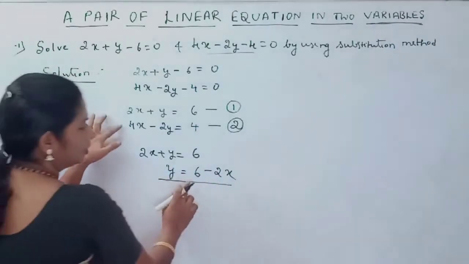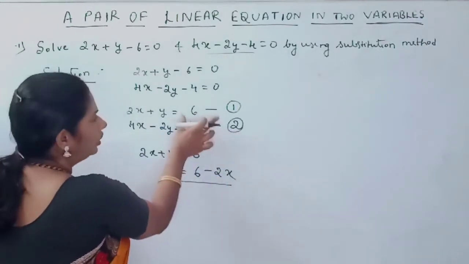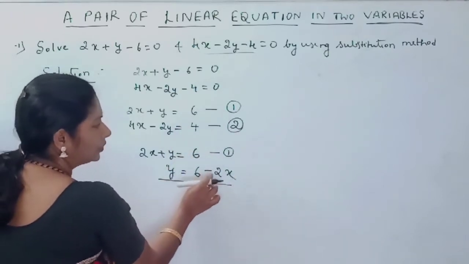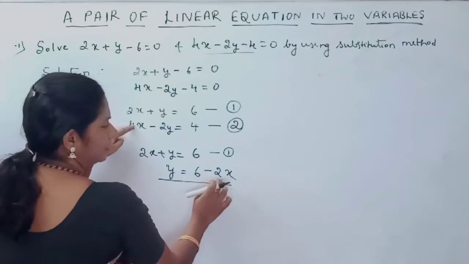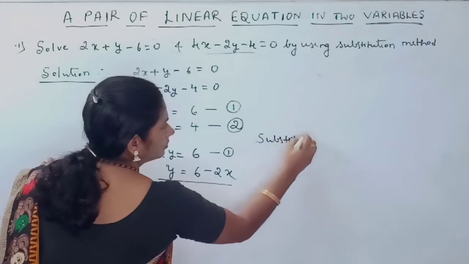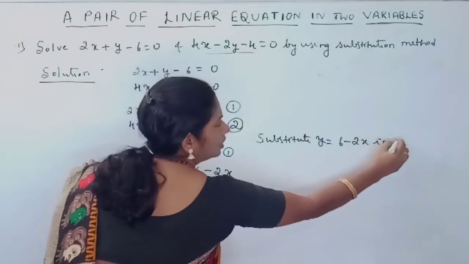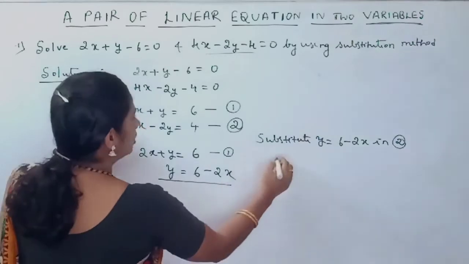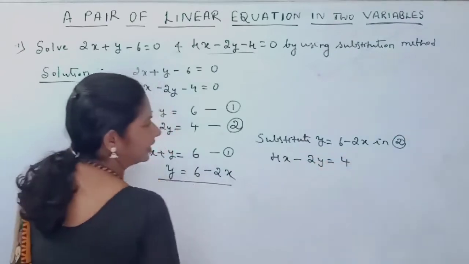Now y = 6 - 2x. Now we have to substitute this y = 6 - 2x in equation 2. Already we have taken the first equation. This is our first equation. Now the y value we have to substitute in equation 2. Let us substitute y = 6 - 2x in equation 2. Don't substitute in equation 1 again, the same equation, children. Substitute in the second equation. What happens? 4x - 2y = 4. This is our second equation.